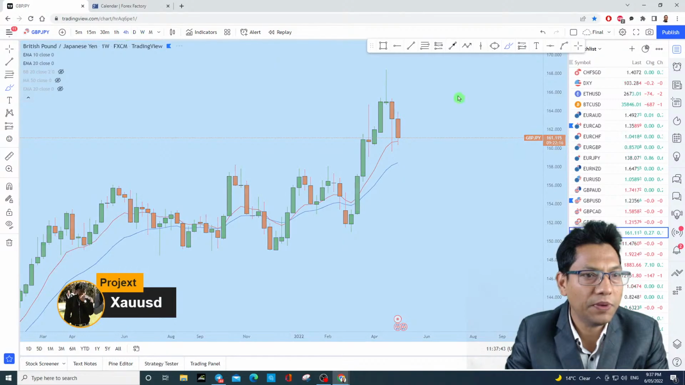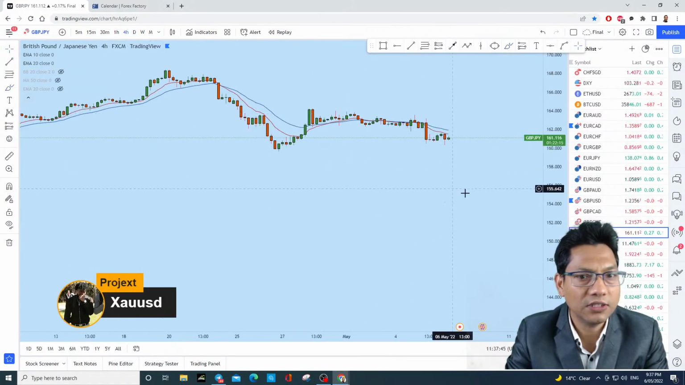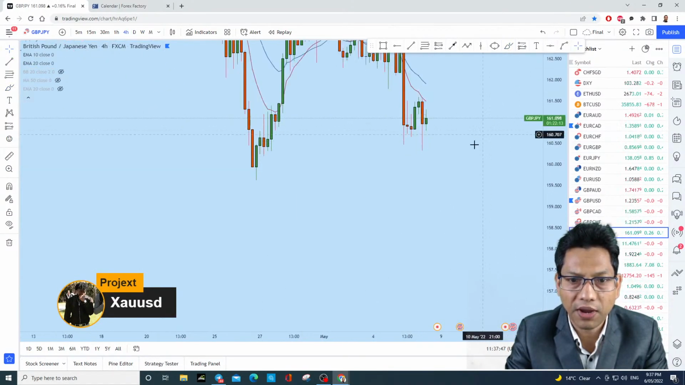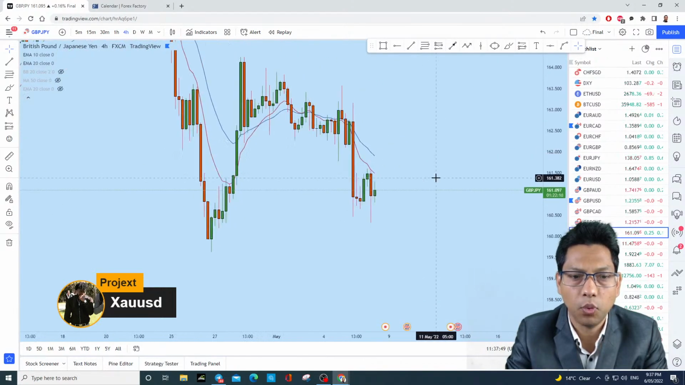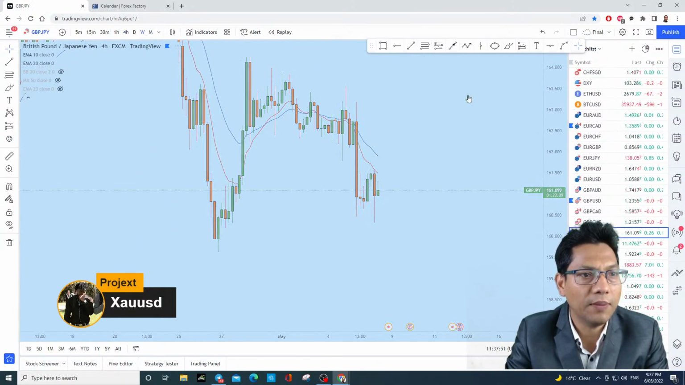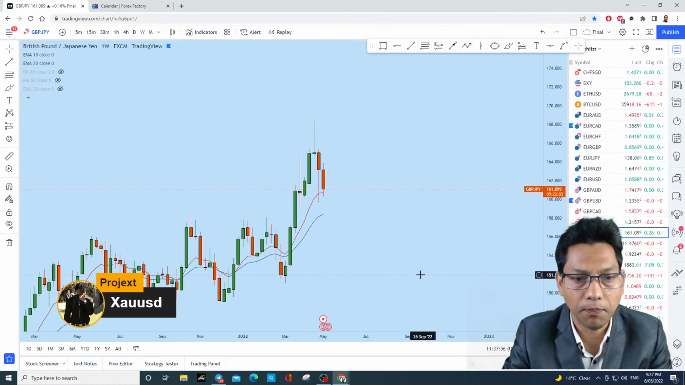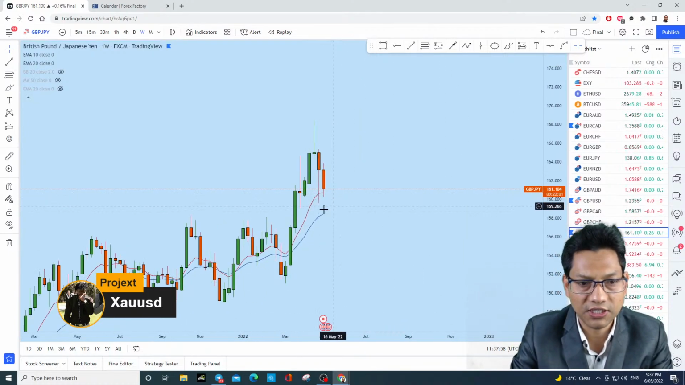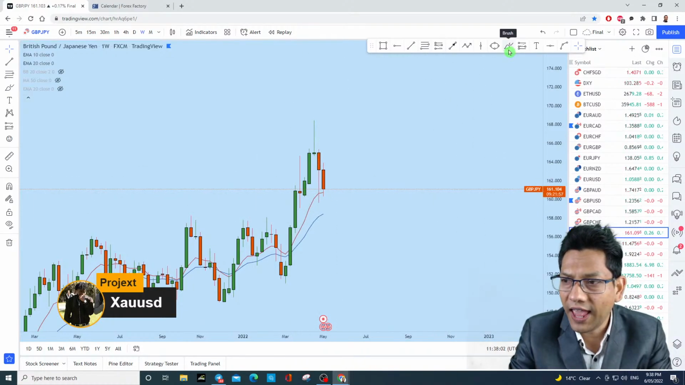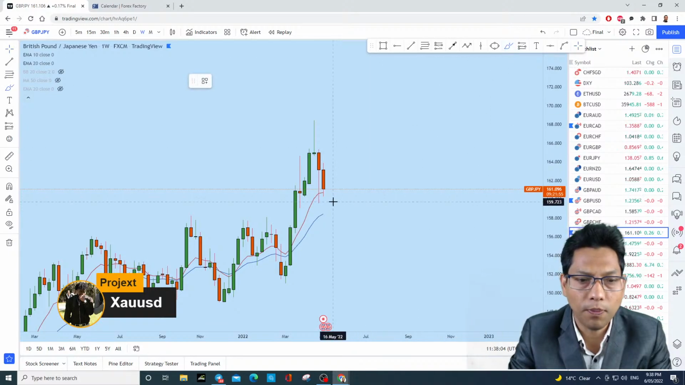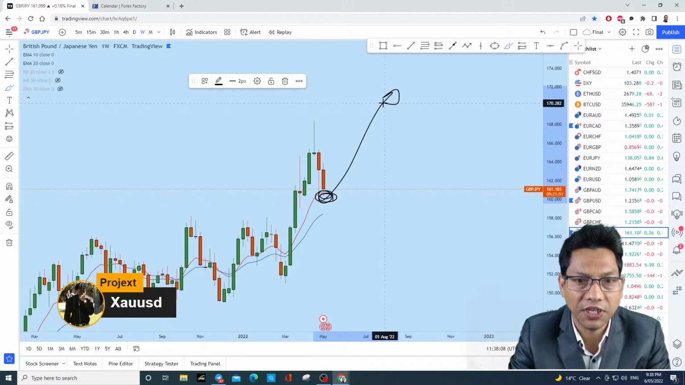Okay, GBP JPY as well, it's so far bearish, but it might create a bullish pattern. Why? Let me show you. So GBP JPY, overall it's a bullish market, right? You see that this is a strong bullish market, and early next week, as soon as the market opens, we might find a bullish trading opportunity on GBP JPY.